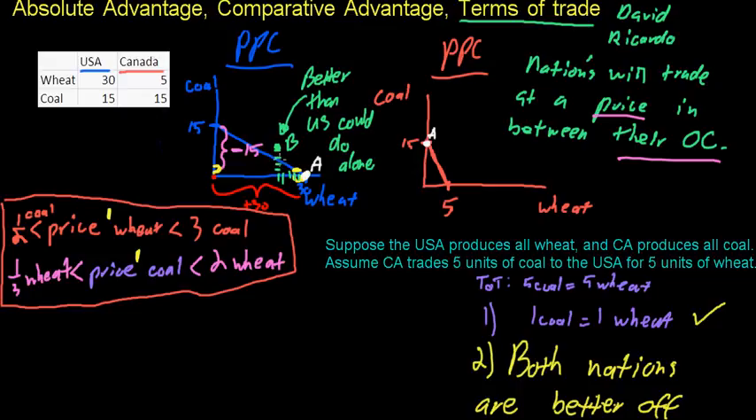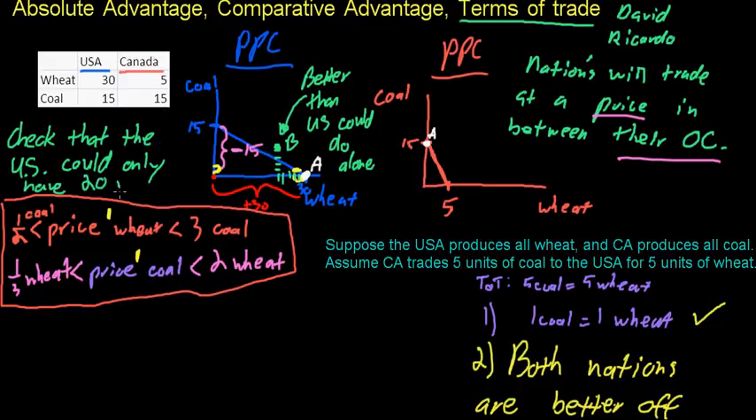I don't really have too much room to write this out on this diagram, but it's a good exercise for you to check that the US could only have 20 wheat with 5 coal. But now it has 25 wheat with 5 coal by trading, so it's better off.